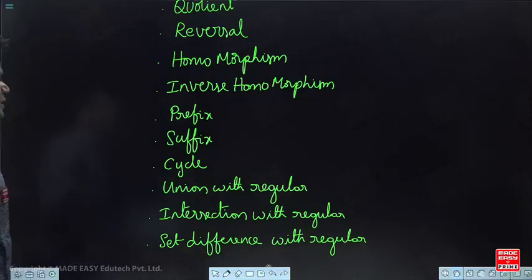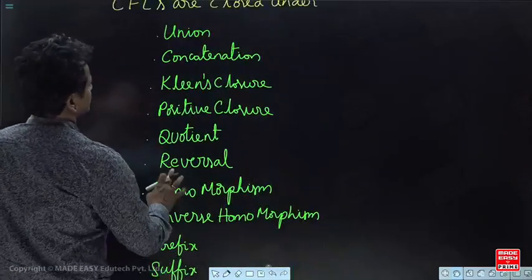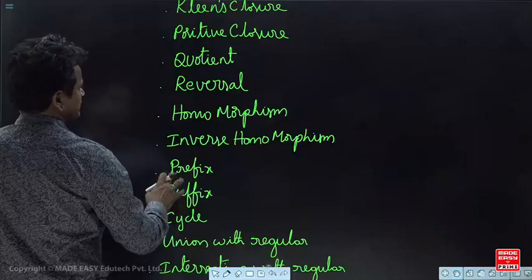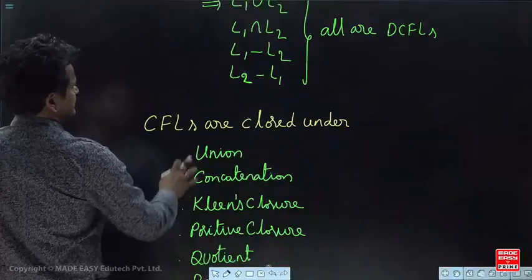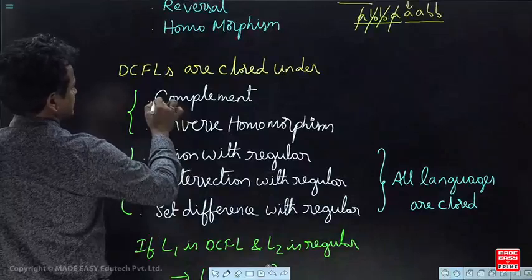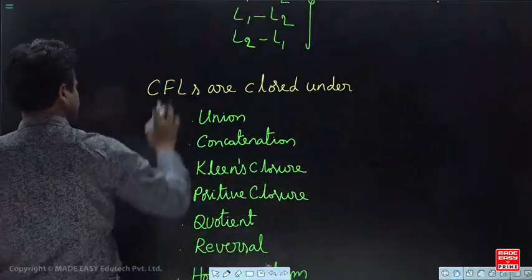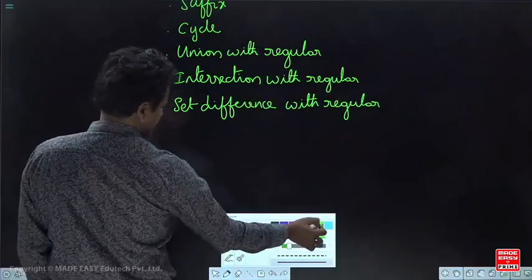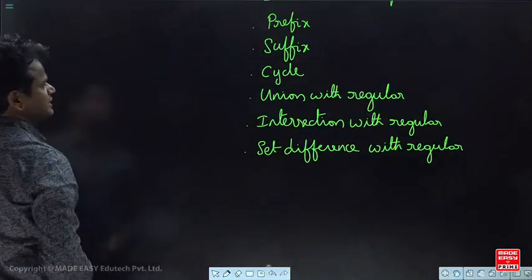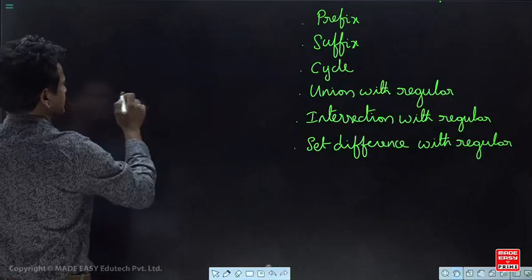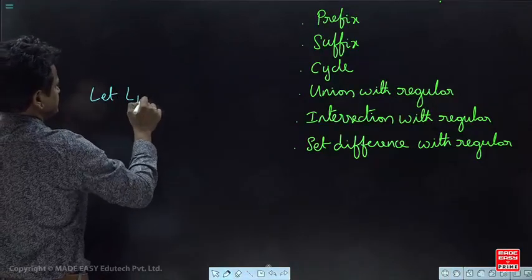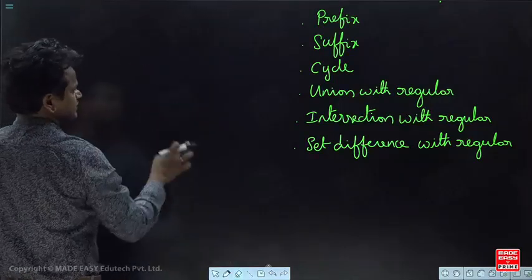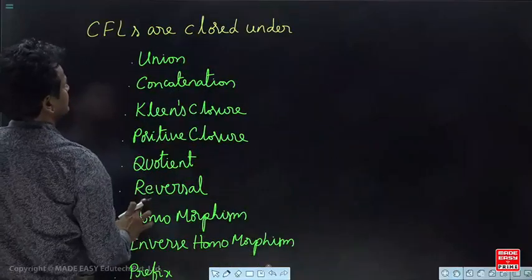Okay, good. Now guys, listen. So CFLs are closed under union, concatenation, Kleene closure, positive closure. See, the difference here: DCFLs are closed under complement, but CFLs are not closed. I have not written that. So these properties you have to remember, guys. Listen, union with regular means these two. Let L1 be CFL. I do one thing. Let me give the not closed ones, then you will understand.